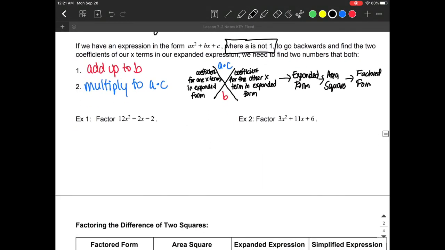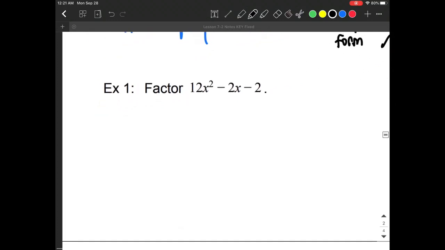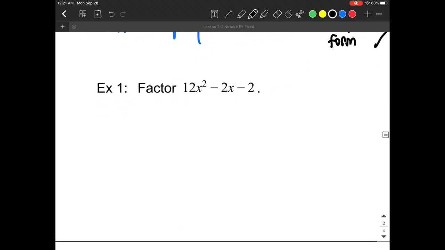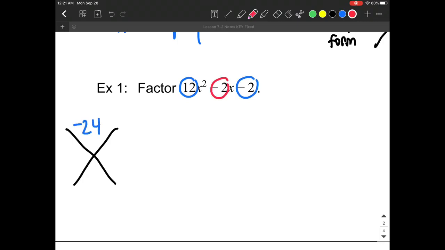So let's do an example. I have 12x squared minus 2x minus 2, and I want to factor this thing. First thing I'm going to do, use the diamond. I need to find two numbers that multiply to 12 times negative 2, which is negative 24, and they have to add up to negative 2. Those two numbers are negative 6 and positive 4.